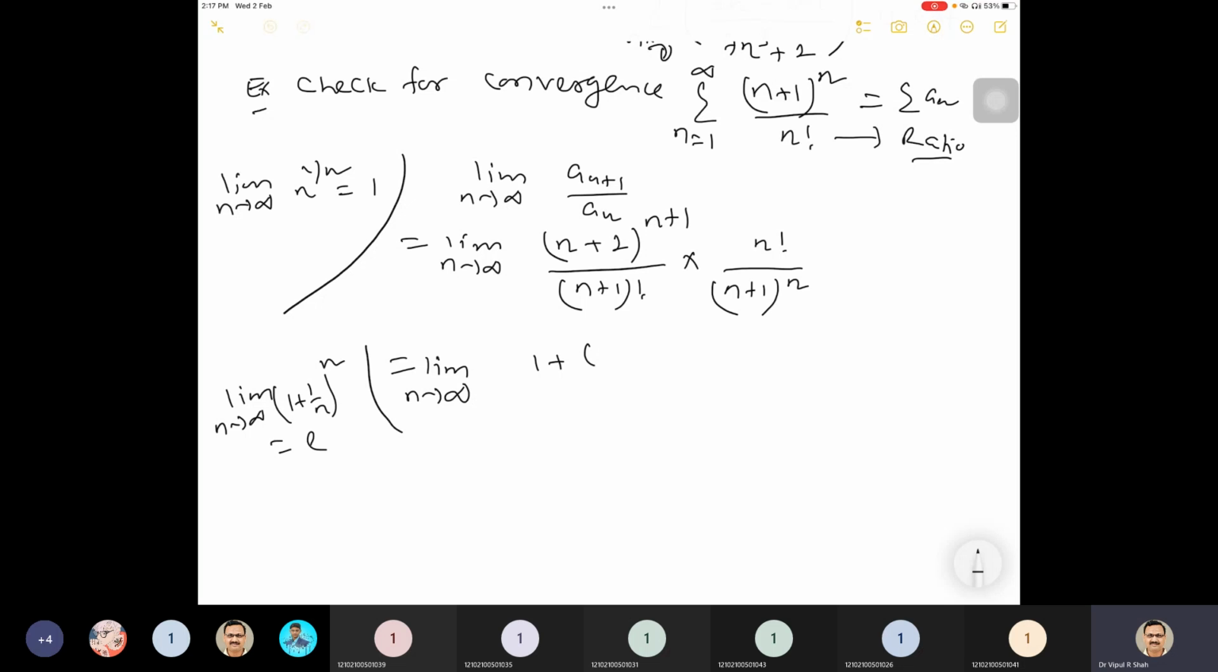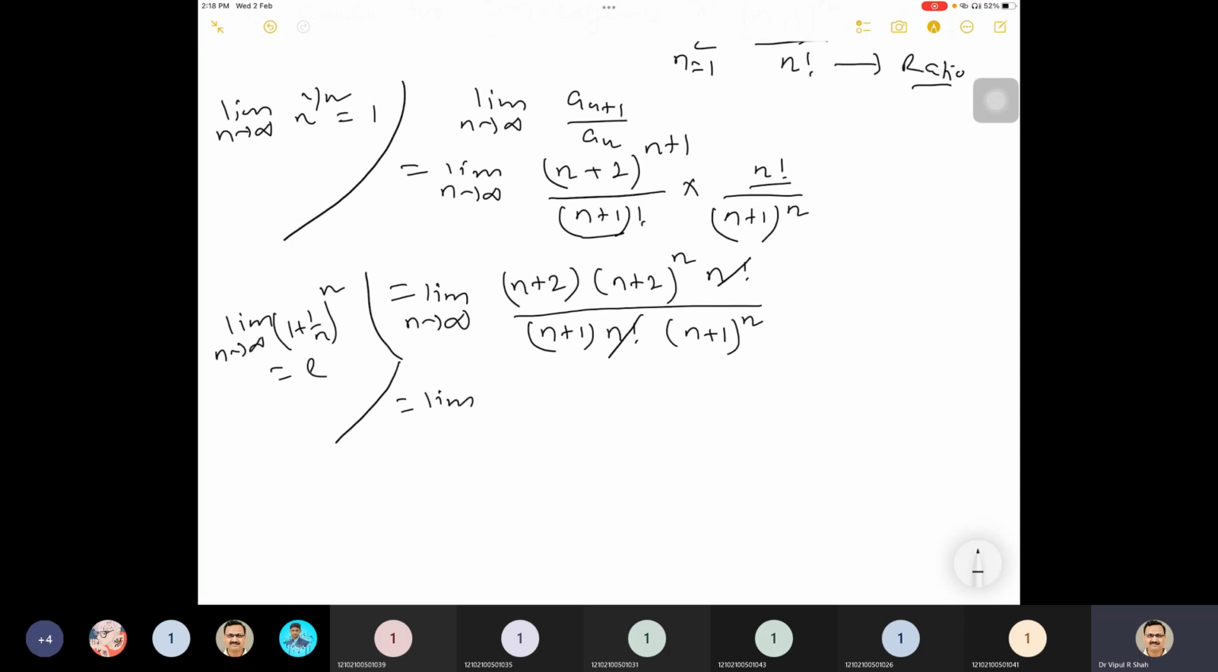These two you can easily make it cancel, and this is (n plus 2) into (n plus 2) power n. Let us see. Can I write in this way? (n plus 2) power n factorial upon (n plus 1) into n factorial into (n plus 1) power n. Agree? So this n factorial cancels.